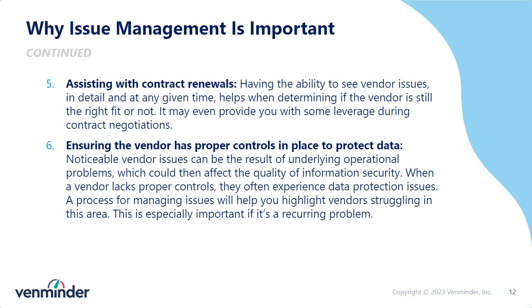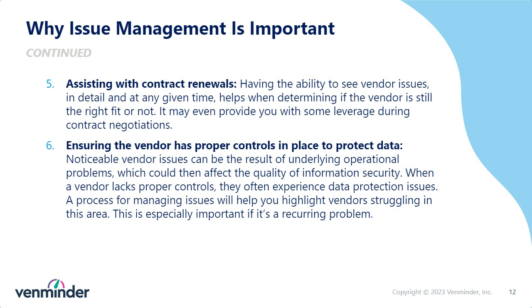Number 6, we need to make sure that the vendor has proper controls in place to protect data. So if we have vendor issues that can occur because they have underlying operational problems, that can affect the quality of information security. If those vendors lack proper controls, they often experience data protection issues. So the process for managing issues can bring to light those problems that can affect our cybersecurity and information protection and privacy.